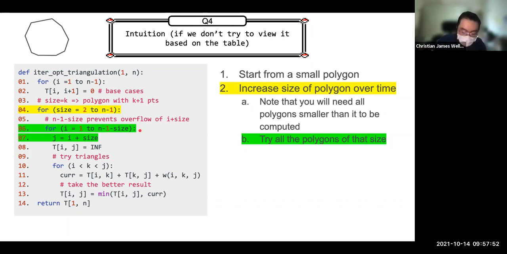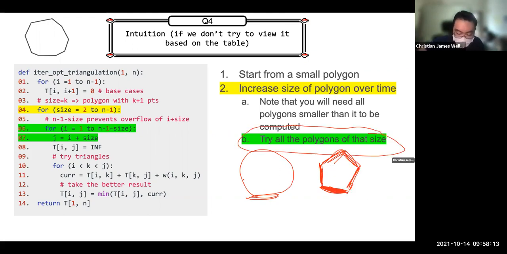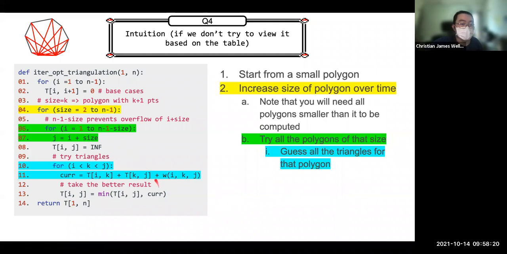Okay, so remember just now, pictorially, basically it tries from using this side or this side or this side or this side of that size. Okay, so this is all the polygons of that size. So you try starting from all the sides basically. Okay, this part over here is trying to guess the triangles for that polygon. This is what we have in the recursive formulation.